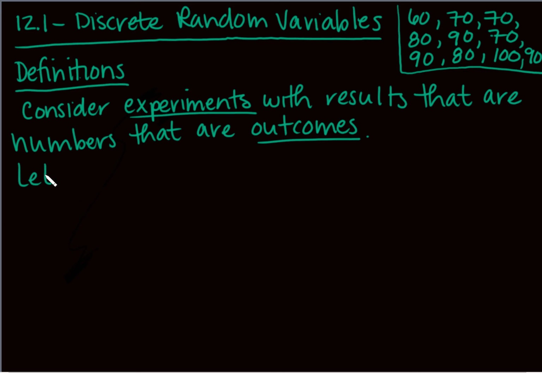Let's do a little bit more notation here. This is really getting into some common math notation. A1 through AN equal the outcomes of the experiment. In our case, what are my possible outcomes? Well, 60, 70, 80, 90, or 100. Those are my outcomes. And then we're going to look at P.